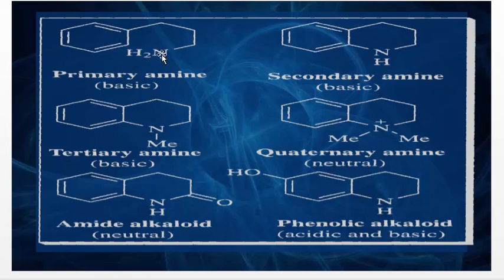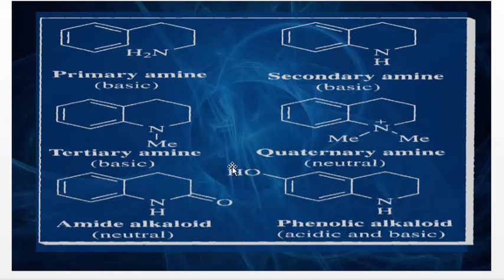In this slide you can see the structure of primary amine. I think you remember what a primary amine is, when nitrogen is bound to just one carbon atom. Secondary amine, when the nitrogen atom is bound to 2 carbon atoms. This is a secondary amine, they are basic. Tertiary amine, when nitrogen is bound to 3 carbon atoms. What is Me? This is a methyl group, a radical. And at last, quaternary amine. This is neutral, when the nitrogen atom is bound to 4 carbon atoms. This is an amide alkaloid, also neutral. And a phenolic alkaloid has acidic and basic properties.